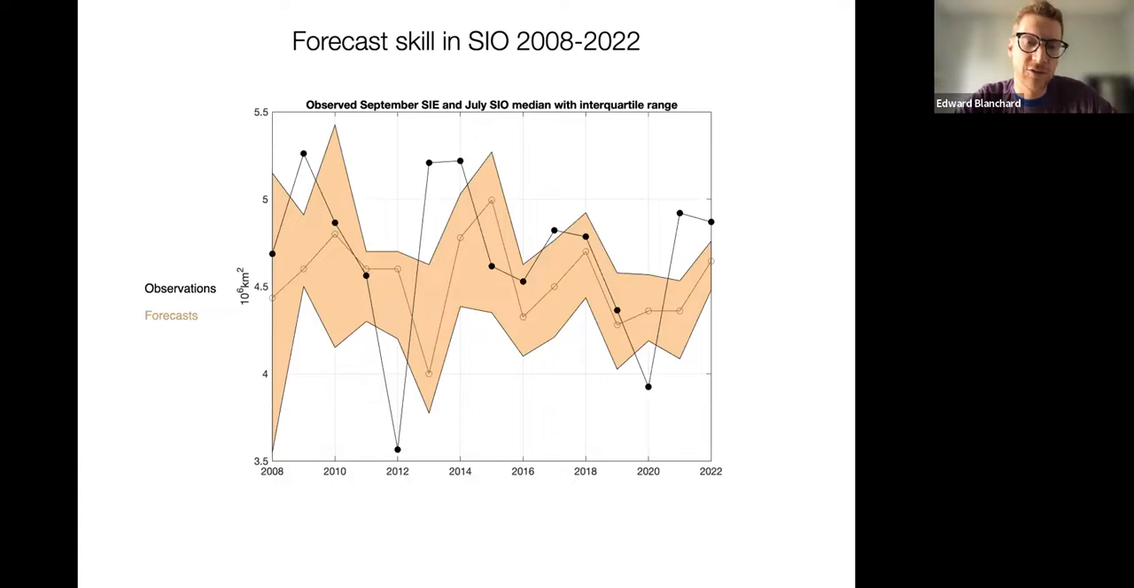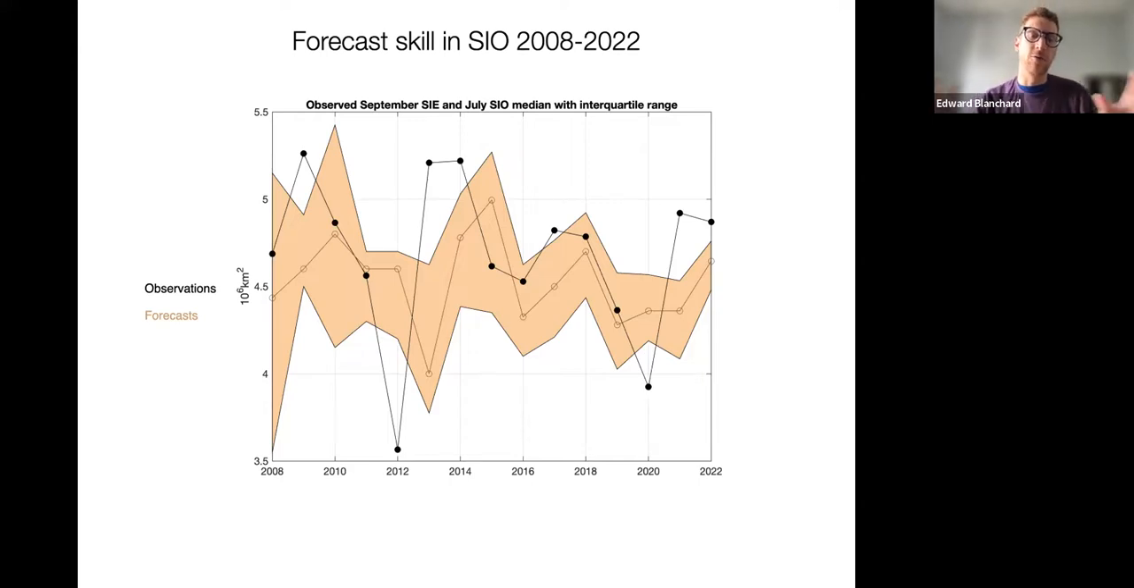Okay, so when we look at the actual forecast, here I show the observed time series of September sea ice extent in black, and the Sea Ice Outlook forecasts in that brownish-orange color, where the middle circles are the median of the July Sea Ice Outlook forecasts, and the envelope is the interquartile range. This has been one of our standard figures that we produce every year, and this is updated through to this year.